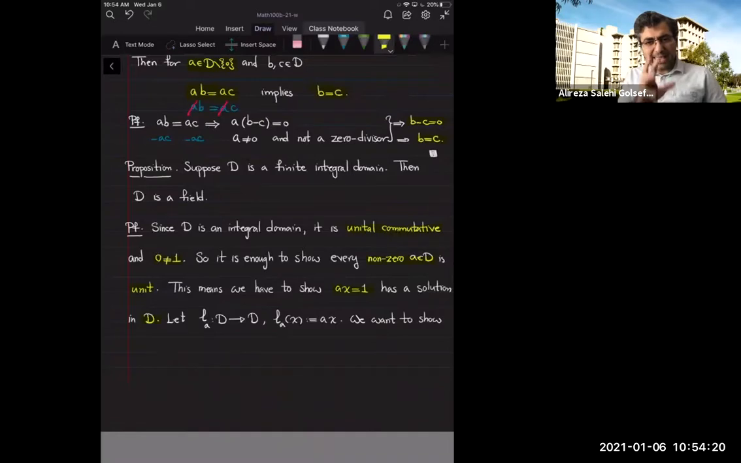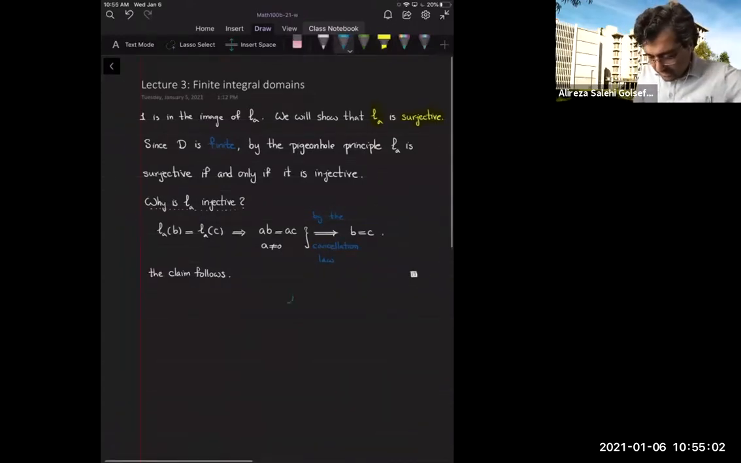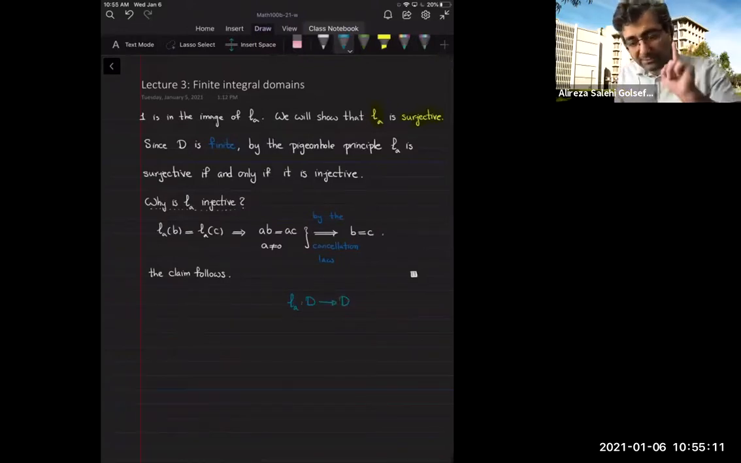Now, saying that AX equals 1 has a solution in D is the same as saying that we want to show 1 is in the image of L sub A. So our target at the moment is to show that 1 is in the image of L sub A. But we'll show a stronger result. We show that L sub A is indeed surjective. So everything inside D will be in the image of L sub A. But here is the critical point where finiteness of D comes into the picture. Notice that L sub A is a function from this finite set D to itself. Now, the Pigeonhole Principle says that if I have a function from a finite set to itself, it is surjective if and only if it is injective. Okay, let's try to understand this.